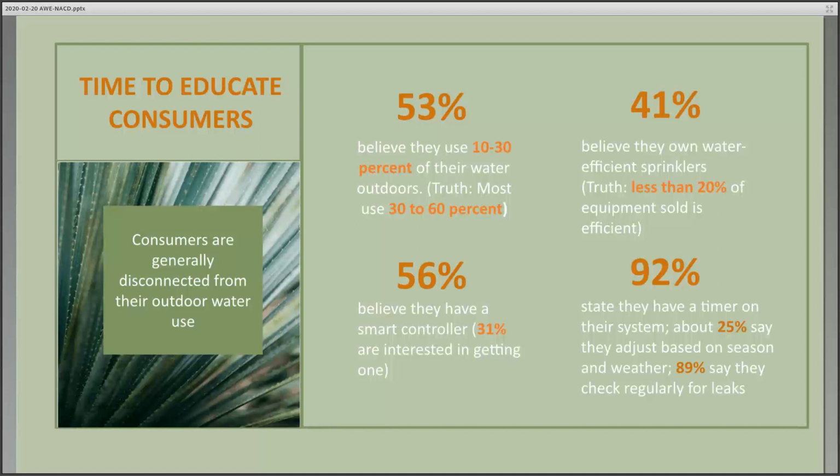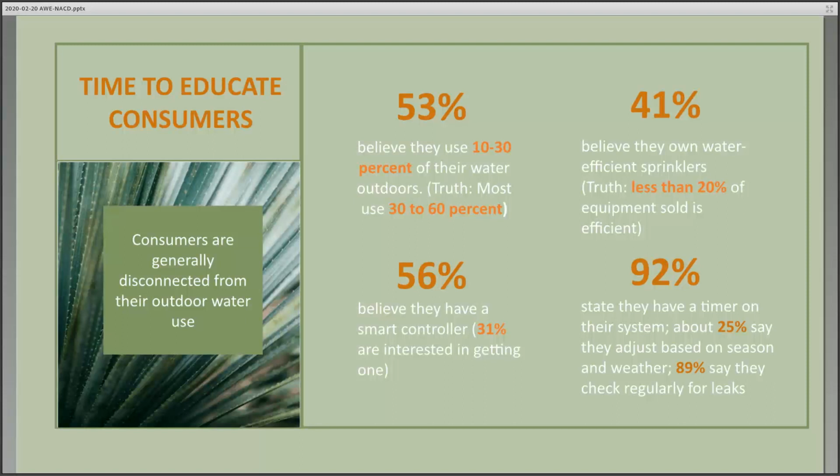It's time to educate customers is one. 53% of the respondents think they use 10 to 30% of their water outdoors, when it's really more like 30 to 60%. It really depends where you live and what your lot size is, and like I said, it's very variable. But that chart I showed from Los Angeles was 54%. There was a big study in 2016 called the Residential End Uses of Water Study. It found 50% of water was used outdoors, so it's a lot, and most customers don't know that. So it's time to educate about that.